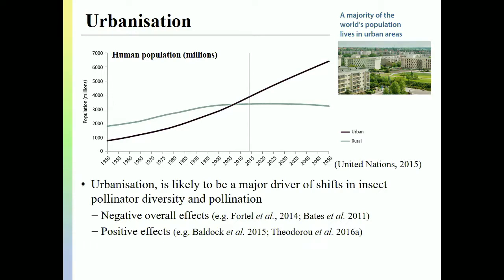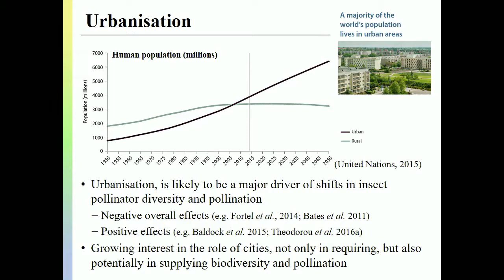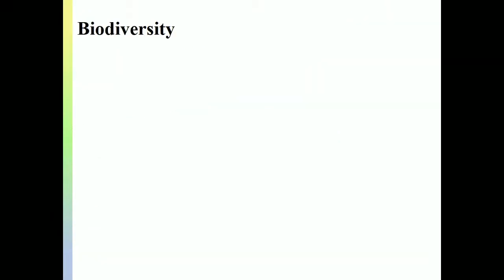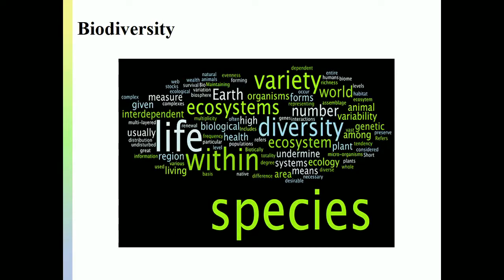In general, we know that urbanization is a major driver of shifts in insect pollinator diversity and pollination, with overall negative effects, but some studies also showed positive effects, especially for certain pollinator taxa. So there's a growing interest in the role of cities, not only in requiring, but potentially also in supplying biodiversity and pollination. When we talk about biodiversity, we often refer to species diversity.